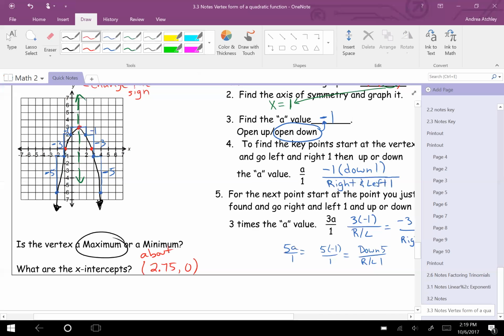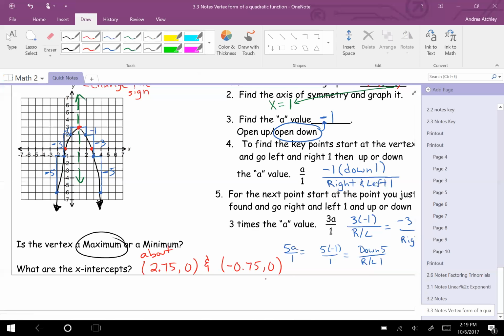I don't know for sure. And then this other one is kind of at -1, not exactly on it. So I'm going to say -0.75 and 0. Again, I don't know exactly. Eventually we'll solve for exactness. Right now we're just kind of getting an idea. Any questions over that?